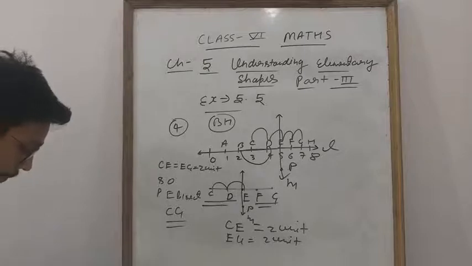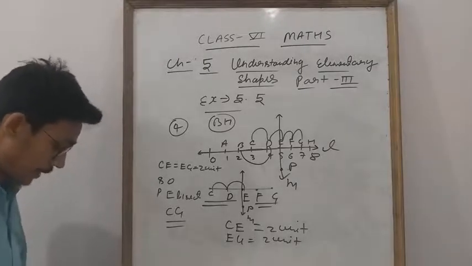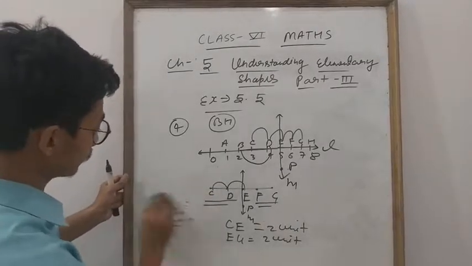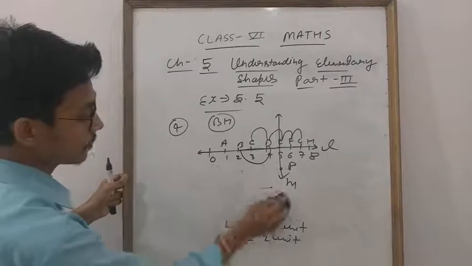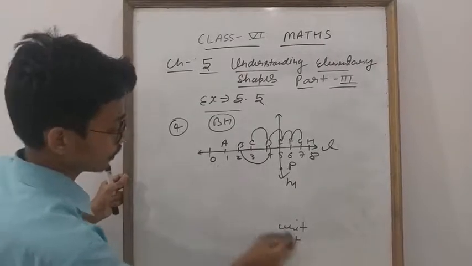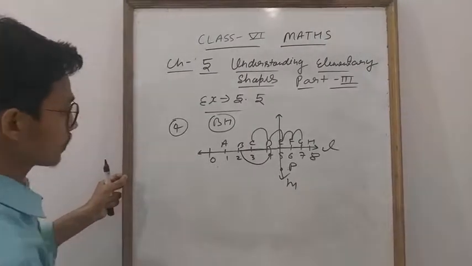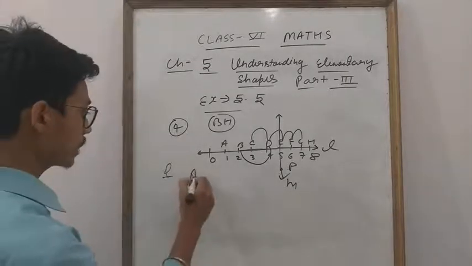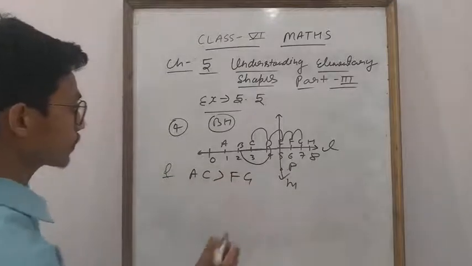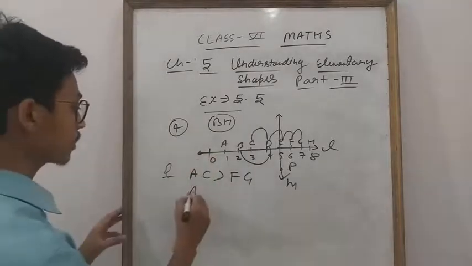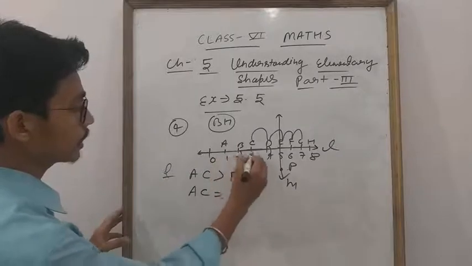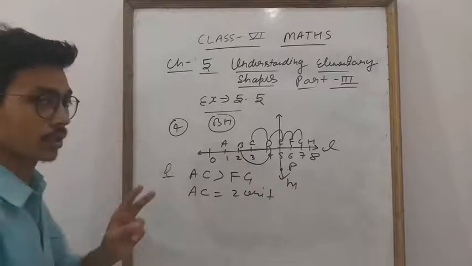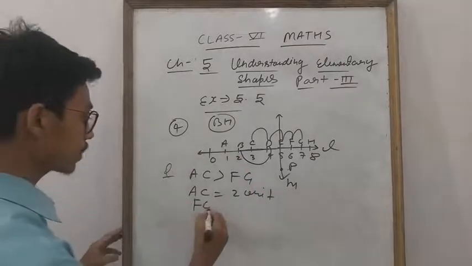Now next question is given D part. AC greater than FG. चलिए, we will discuss next part. D part. Do this question very carefully. This is very important and very different type of question. Okay. देखिए. D part is given student कि AC greater than FG. First find out value of AC. यानी distance of AC. AC यानी A to B, B to C. यानी 2 unit.